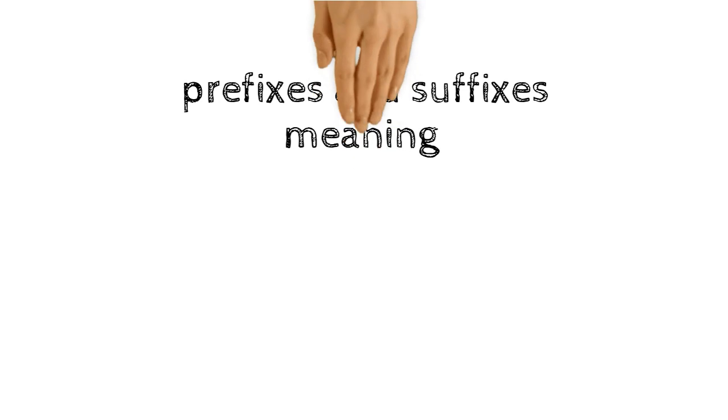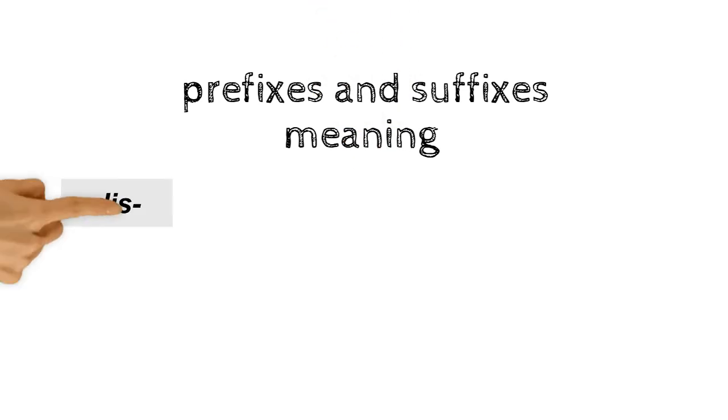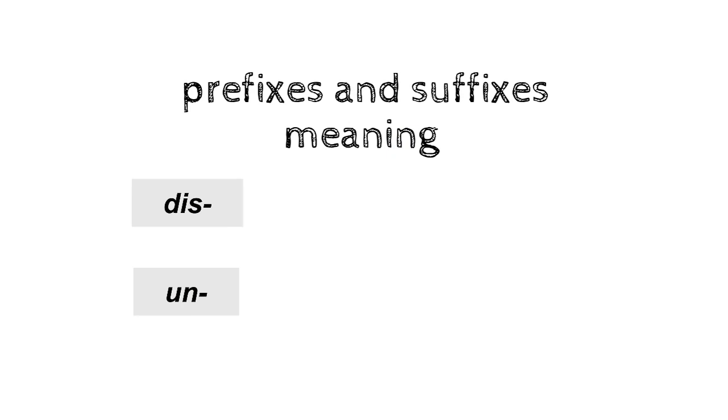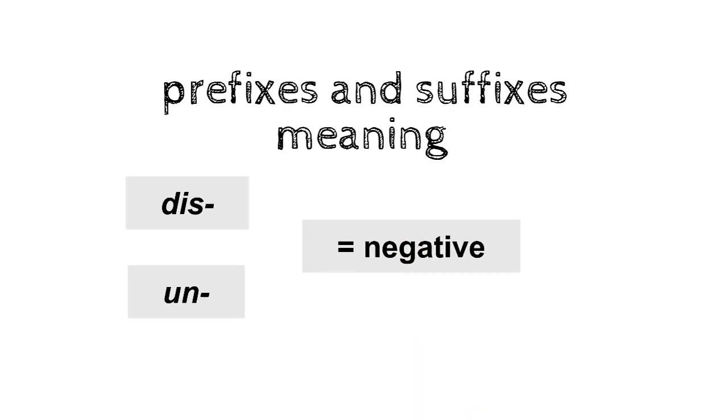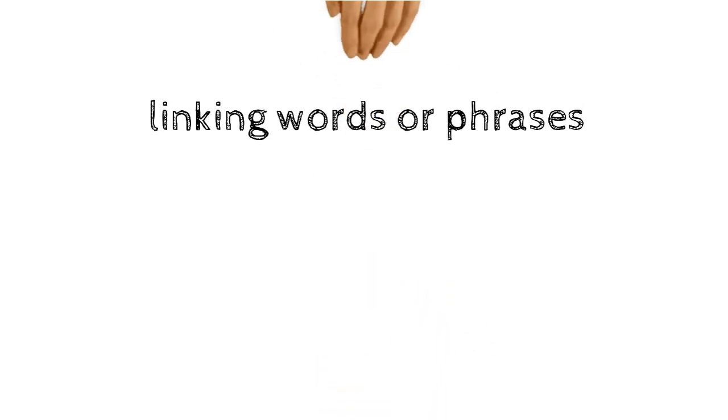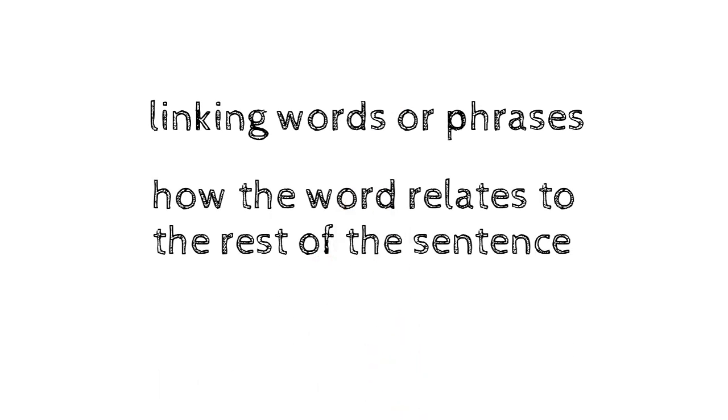Prefixes and suffixes can also tell you about meaning. For example, dis- or un- are prefixes that show the word is probably negative. Okay, so now look at the rest of the sentence. What can it tell you about the word? Look for linking words or phrases. They tell you how the word relates to the rest of the sentence. You might find a synonym, definition, or explanation that tells you what the word means.